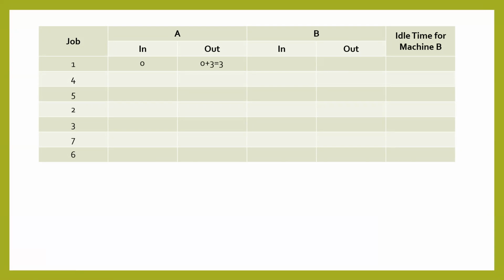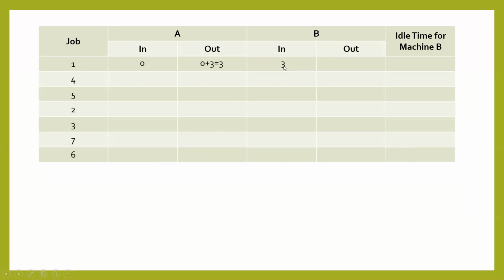Now, there are 2 things which will happen. As soon as machine A is free, the next job will start on machine A. So for job number 4, in will be 3, that is the out time for job number 1. So this 3 will come here. This is one thing that is going to happen. And the second thing is job number 1 will move on to machine B. So the out here is at 3 hours, you can say 3 units. So in for B will be 3. Agreed? So this will be 3 here.